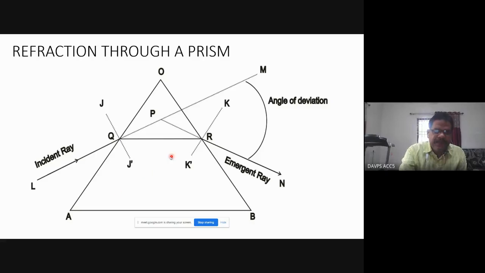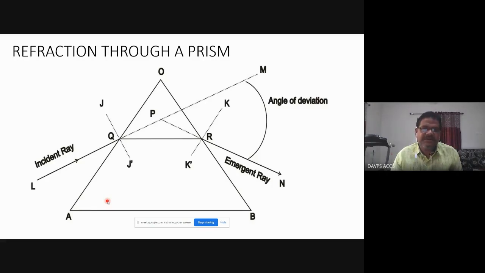AB side. If you just extend AB back, you'll find a rectangular surface. So how many surfaces are there in the prism? You find 3 surfaces in the prism. Out of that, AOB is the triangular surface, and on the back of that we'll find one more triangular surface, and the remaining are the 3 rectangular surfaces.